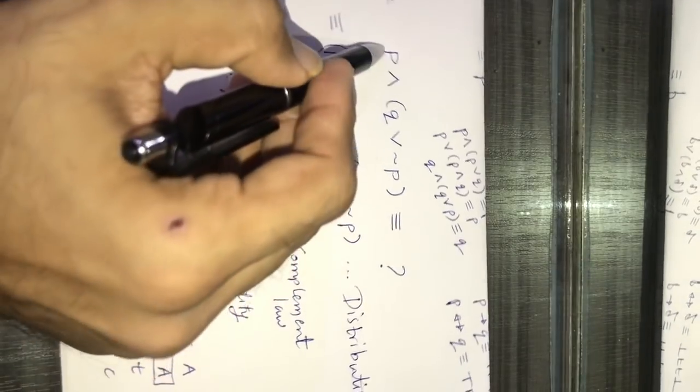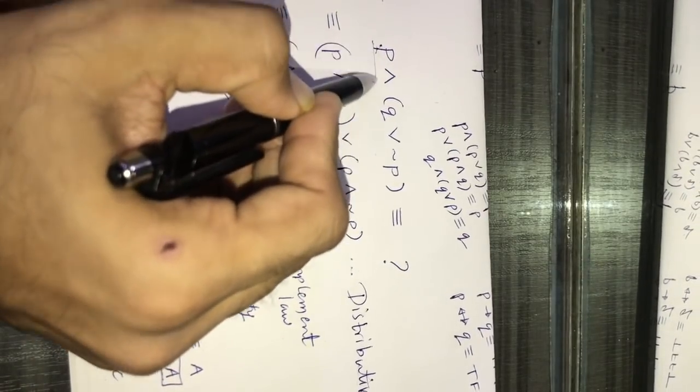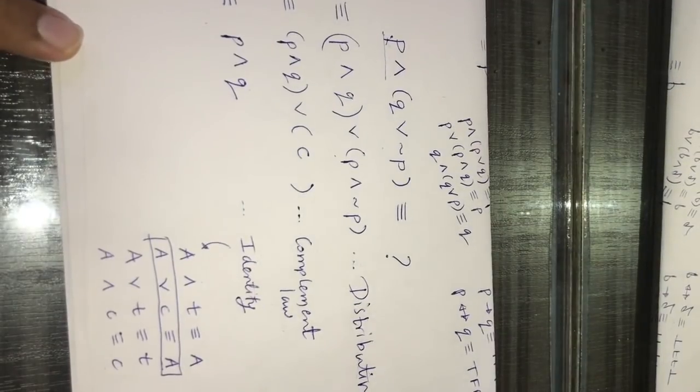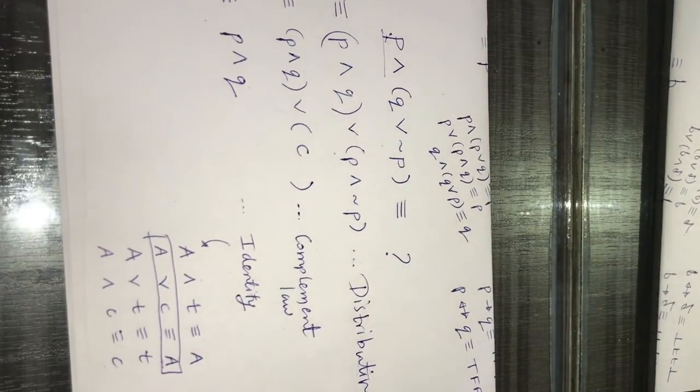So what I do is I distribute P inside, and what I get is P and Q, or I get P and negation P. P and negation P is contradiction. So we have P and Q or C. P and Q or contradiction is P and Q by identity law. Okay. So that is how you're going to use laws. Let us take one more example to understand the use of laws.